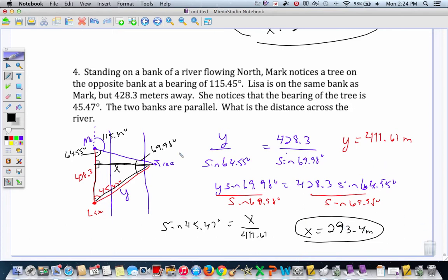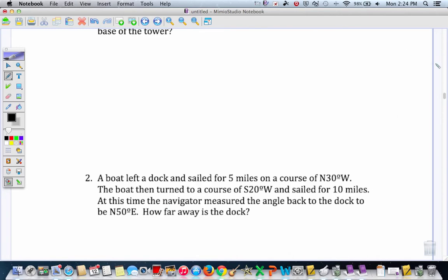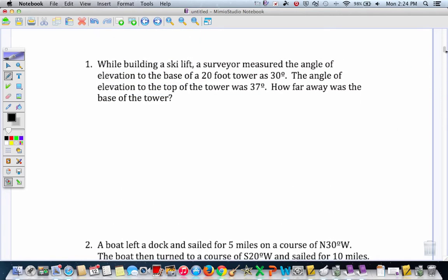So both of those problems included our bearings, two different ways of measuring bearings here. This one was from a north line in a clockwise direction. This one up here had our two directional measurements in it. Both of them measured from a north line and both in a clockwise direction because of the east. So let's move on to our next one.